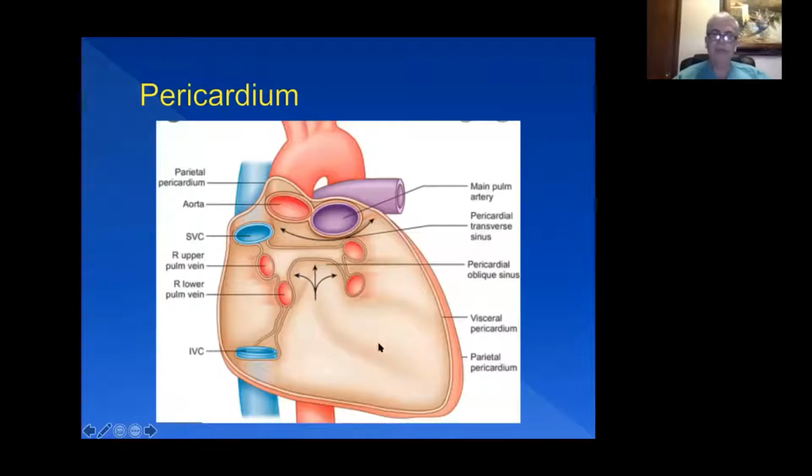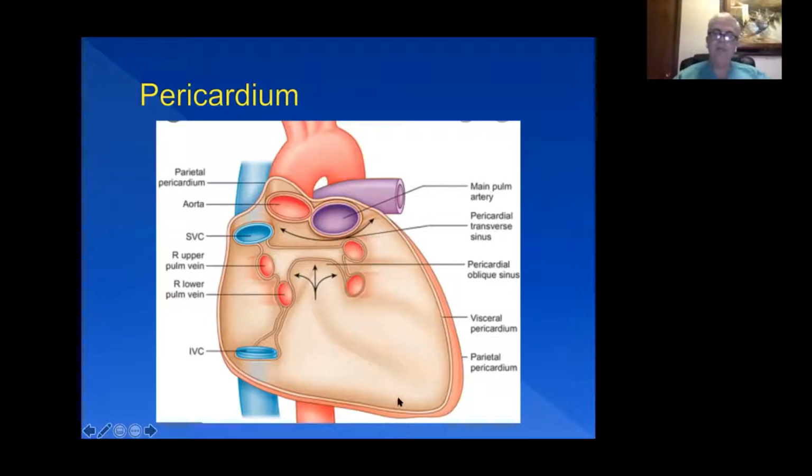If we take the heart out of the pericardial sac, we can see the vessels we talked about. This is the pulmonic artery, this is the aorta, this is the SVC, this is the IVC, and these are the four pulmonary veins. And the line here around those veins, where the pericardium reflects and goes back to the heart, creates what we call sinuses. This is the oblique sinus, and there's another sinus here, we call it the transverse sinus.